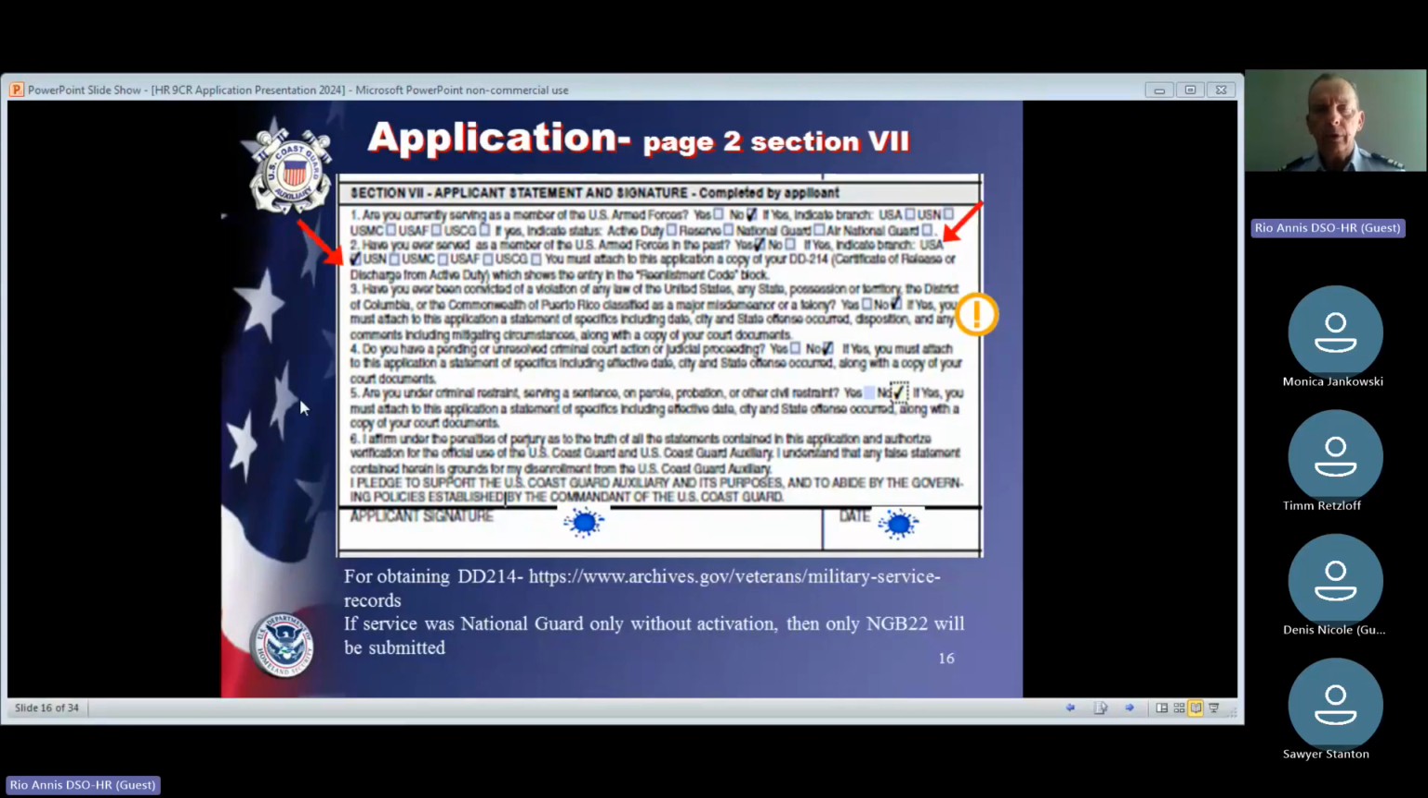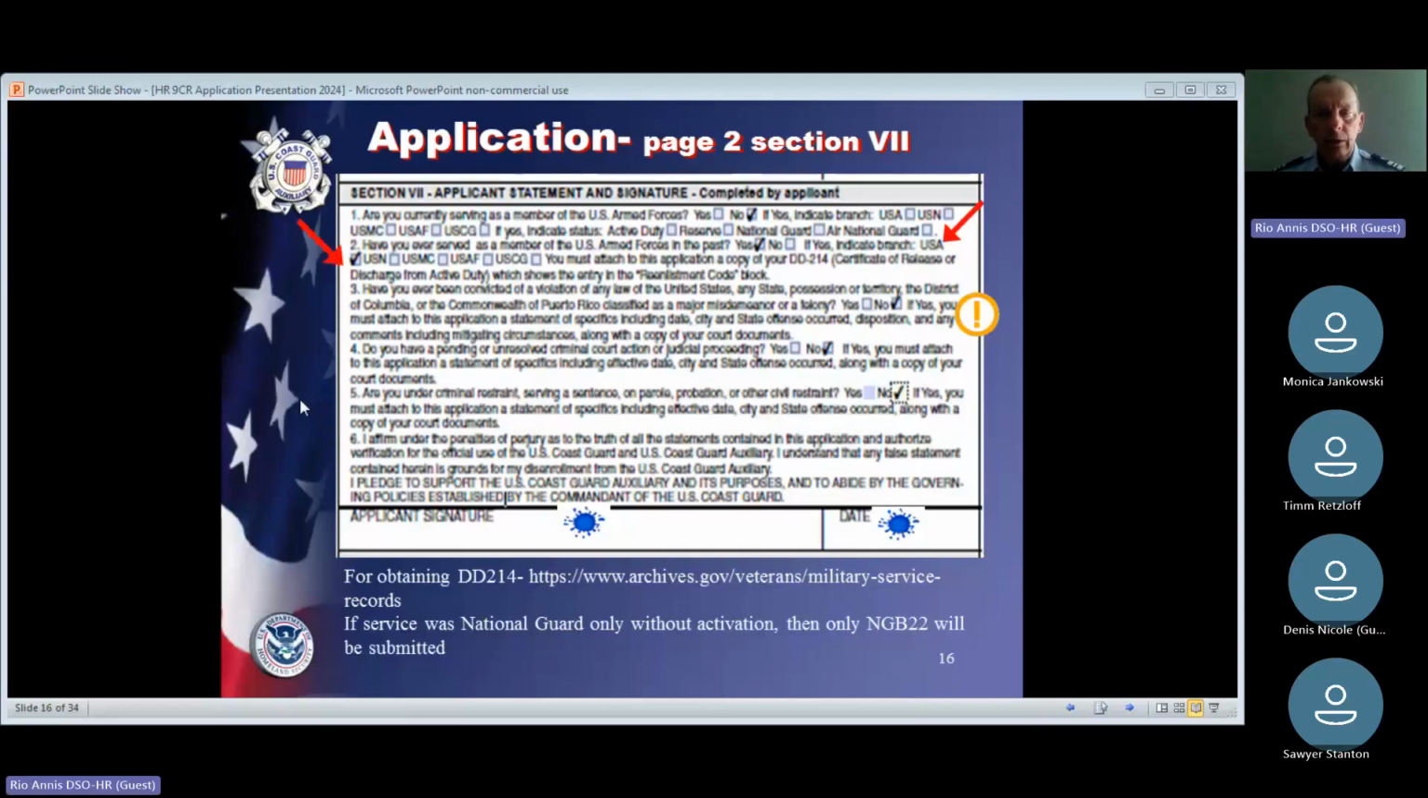Be careful of the boxes here. For whatever reason, they offset the checkbox for the U.S. Army. It drops the next line down in front of the U.S. Navy. And I have seen the box marked down there when someone was U.S. Navy. And so that would be the wrong box.